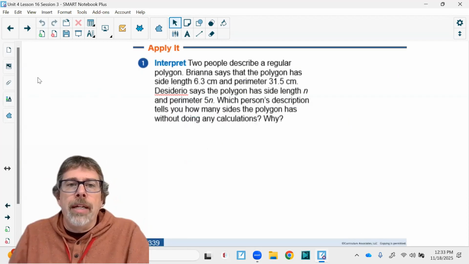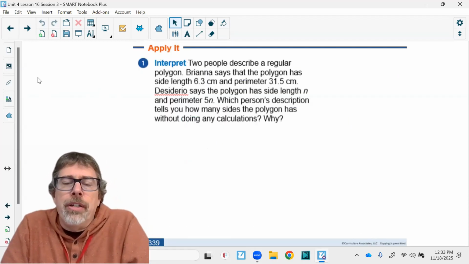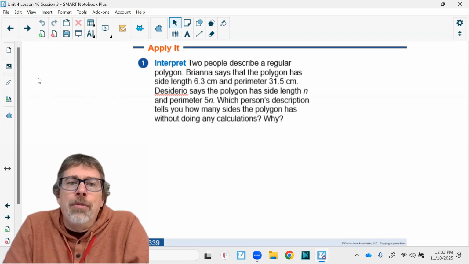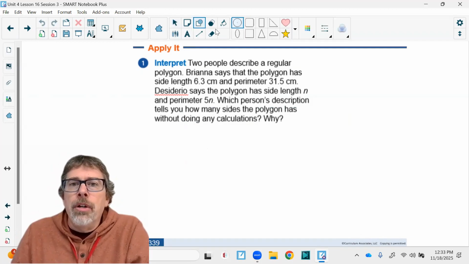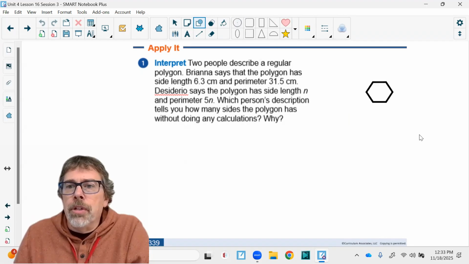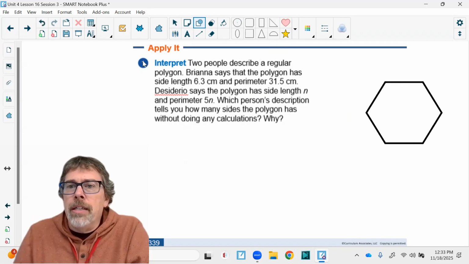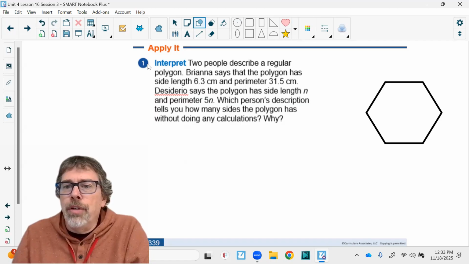So here's the apply it. Number 1, interpret. Two people describe a regular polygon. For starters, you need to know what a regular polygon is. So let me see if I can find one. There we go. Let's just throw this up here. This is a six-sided figure: 1, 2, 3, 4, 5, 6.